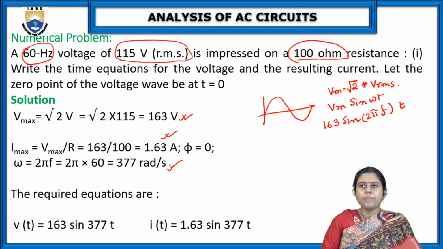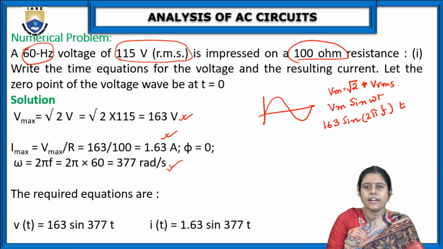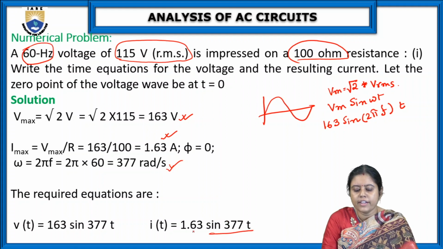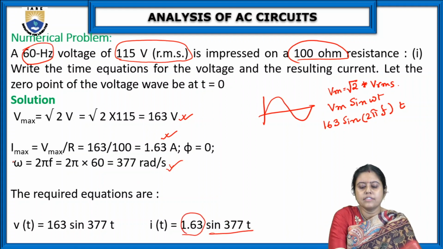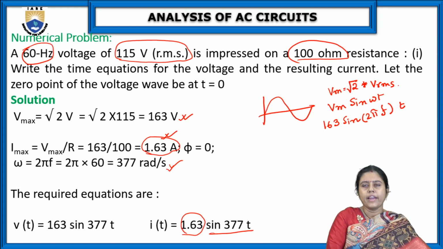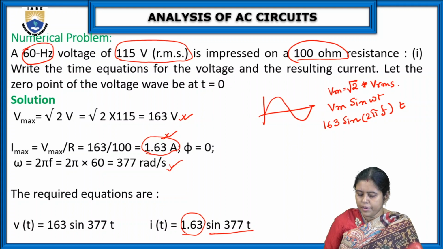What is the value of current? Same equation, because there is no phase difference. So sin omega t is fixed, only the magnitude changes. What is the value of Imax? The Imax value we got is 1.63. So this is one example of one problem.